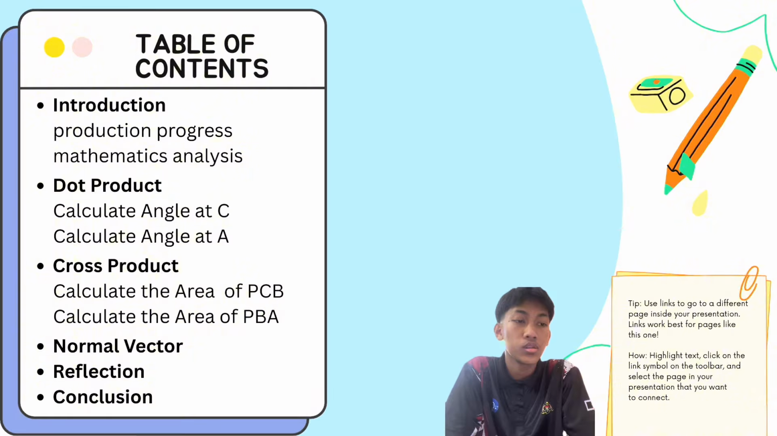There is an introduction where we will discuss production progress and mathematical analysis, and the second one is dot product. In this subtopic I will clarify how to calculate angle at C and angle at A. The third one is cross product. In this project, the cross product is used to calculate the area of the triangular plane on the tetrahedron. And then we would like to talk about the normal vector, which determines which direction the wall is facing. And then there is a reflection, and the last one is the conclusion.